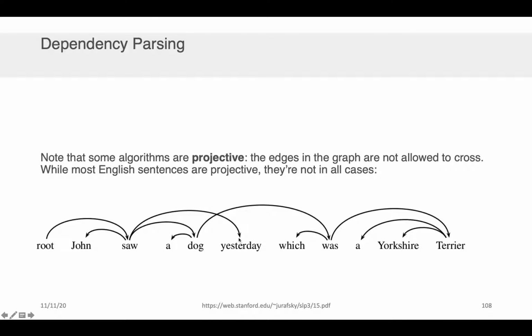So we'd have to remove this if we wanted to do that. One very simple way would be, if we had saw point to A and dog point to yesterday, that would solve the problem. That might not be the correct way to represent the dependencies, but a non-projective method would be able to catch a structure like this, whereas a projective method would struggle because it forbids the crossing of these arcs. Okay, so just bringing that to your attention in case you encounter the term projective.